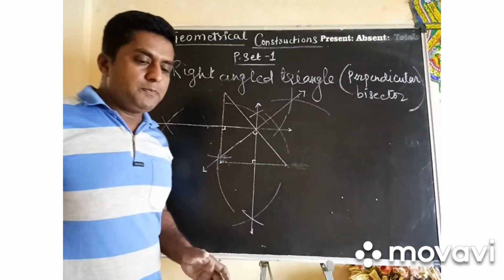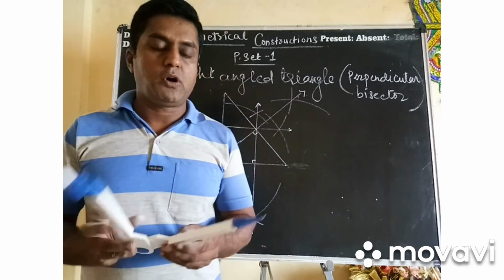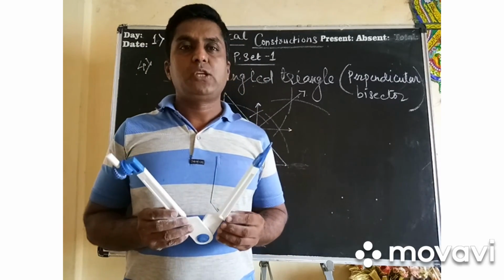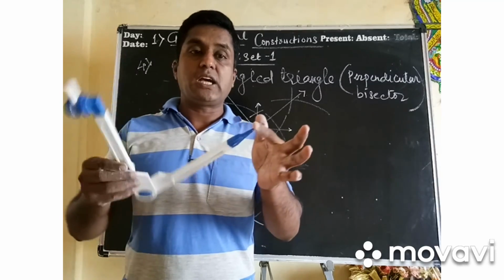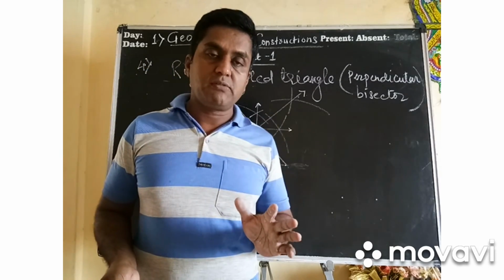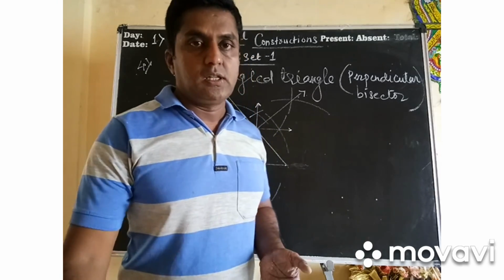So here, see everybody, with the help of the blackboard, my set square and this geometrical compass box, I have tried to make you understand today's practice set number 1, but it was very difficult for me because I can't hold it properly. Hope you must have understood. Try to solve this in the notebook with the help of your compass box. Thank you everybody.